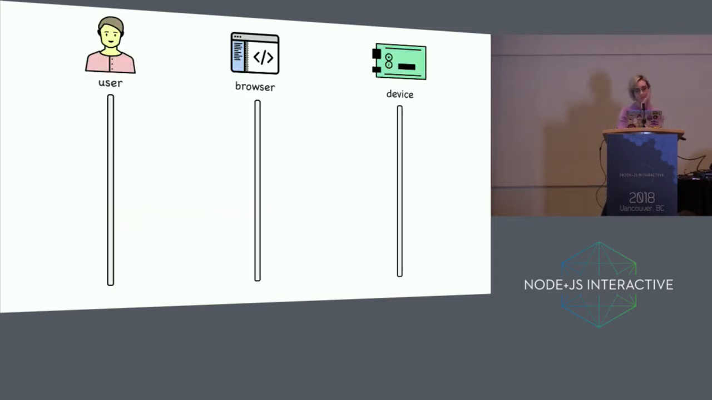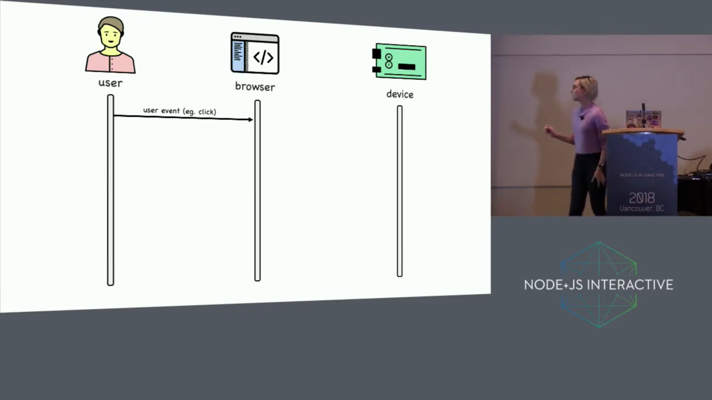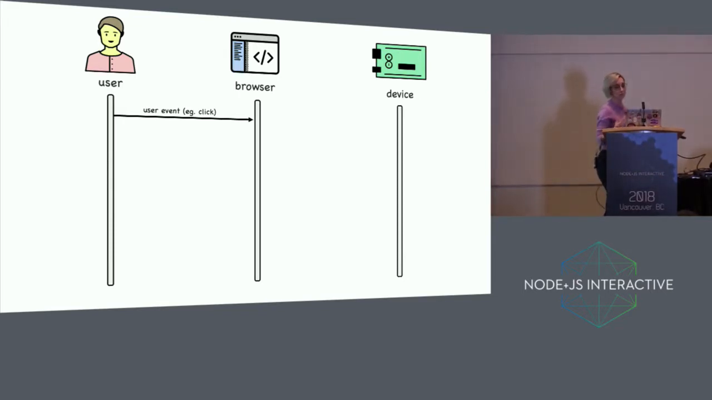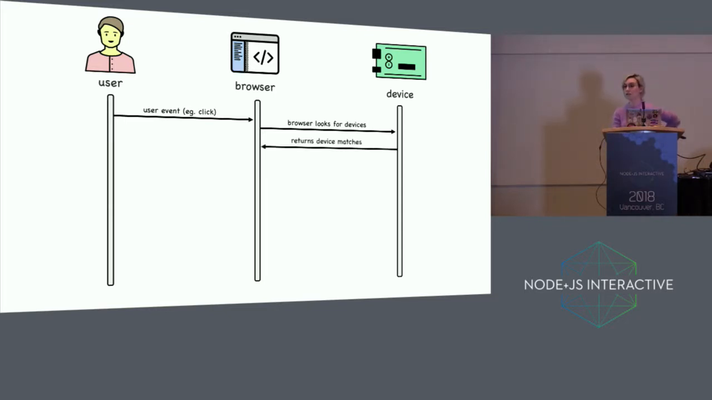So, WebUSB use. Let's go over that really quick before we do demos. Again, I talked about how there needs to be a user-initiated event, so something like a click or they hit a button on a keyboard to activate some piece of UI. The browser then goes and looks for devices, based on a filter that you provide. It returns any matches it finds, that it knows you're going to be able to start sending and receiving to and from.